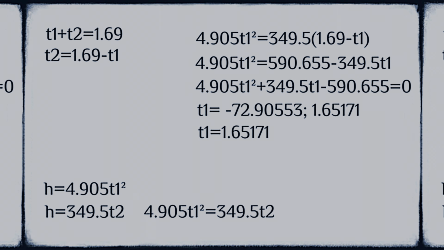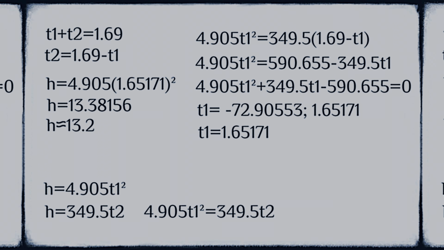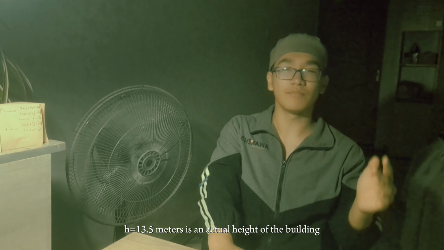1.65171 is the answer we're going to pick, because time is a scalar quantity and it cannot have the negative sign. And now, let's take this answer and calculate the height we have been striving to find. h equals 4.905 times 1.65171 squared, and that's going to be equal to 13.38156, which is approximately 13.4 meters. What is really interesting is that 13.5 meters is an actual height of the building.